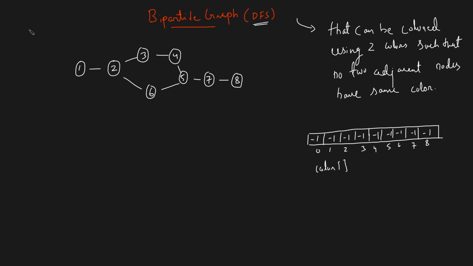So how will you check if a graph is bipartite or not? There are a couple of ways. One of the ways is you can use the BFS algorithm, or else you can use the DFS algorithm. Now in this video, I'm going to tell you about the DFS algorithm. I have already made a video on the BFS algorithm, so you can check that out if you want to know how to use BFS to check if a graph is bipartite or not.